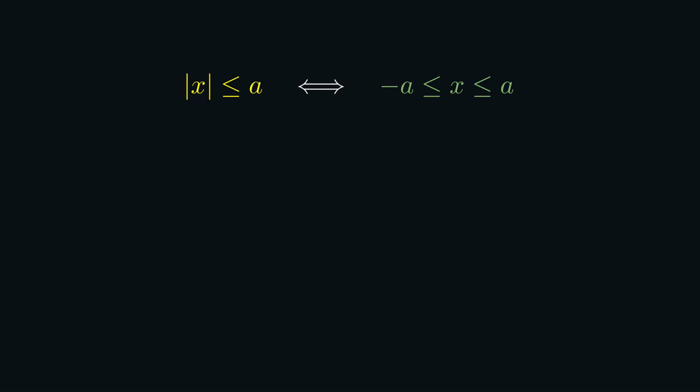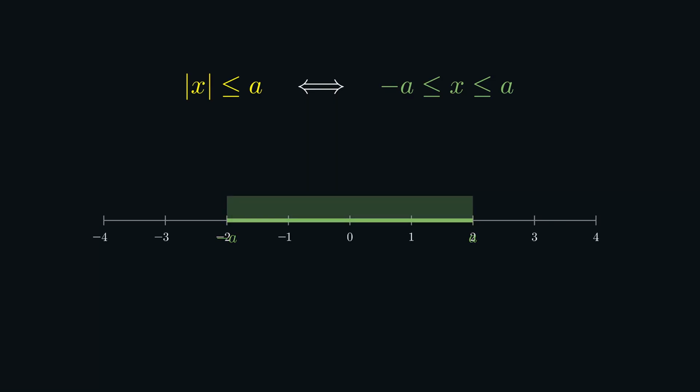If a is non-negative, then the absolute value of x is less than or equal to a if and only if x lies between negative a and positive a. Writing the absolute value of x is less than or equal to a is the same as writing negative a is less than or equal to x is less than or equal to a. Absolute value bounds translate to symmetric intervals around 0. I use this equivalence constantly in proofs, and you will too.